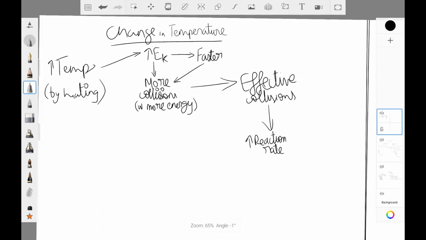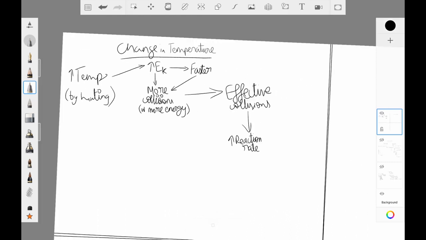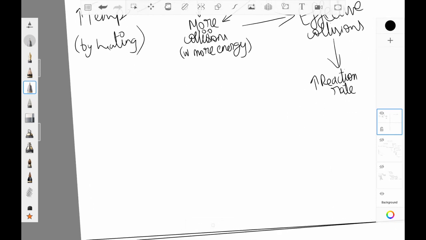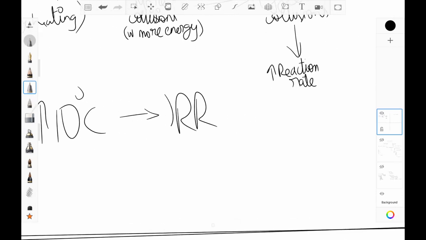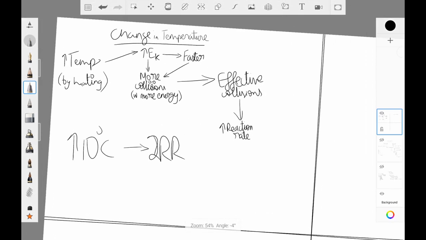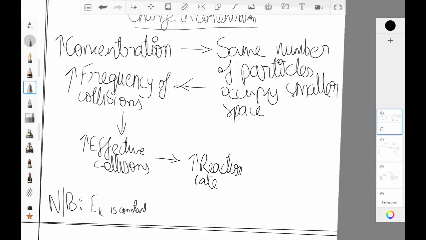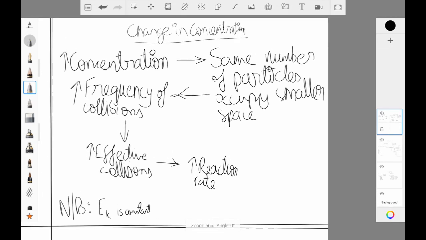So that's temperature done. Right, one last thing to take note of here is that generally speaking, an increase of 10 degrees Celsius causes the rate of reaction to double. So this is a very general rule of thumb. It may not apply to all reactions, but it's followed generally. Right, so the second factor that we must consider here is change in concentration.